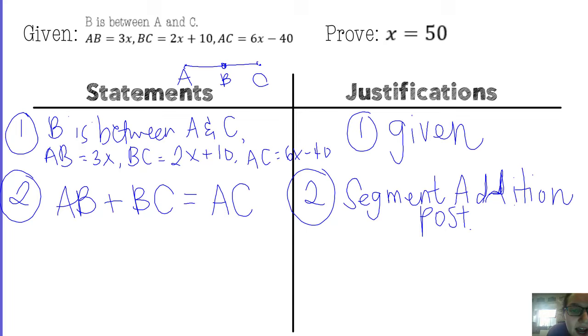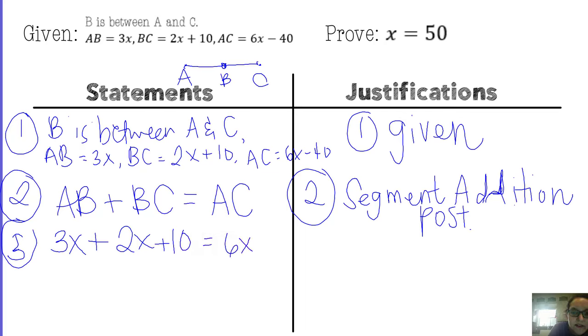Now what I can do, I have this nice beautiful equation set up. Now I can go take the 3x and put it in the place of the AB. I can put 2x plus 10 in the place of BC and 6x minus 40 in the place of AC. So that's called substitution. So now I'm going to go substitute my expressions into the nice beautiful equations. So AB is 3x, plus BC, which is 2x plus 10, and AC is the whole thing, 6x minus 40, and all I'm doing there is substituting, so that's the substitution property.